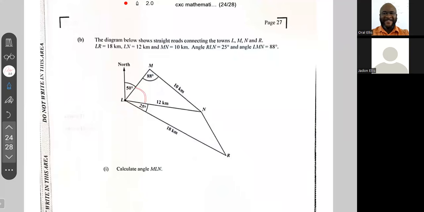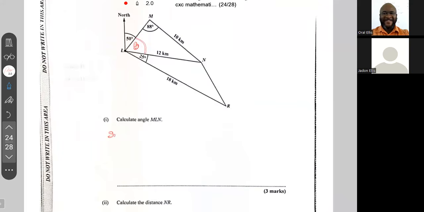So angle MLN, looking at that triangle, I notice that I have two sides and a non-inclusive angle. If I have two sides and a non-inclusive angle, and I wish to find the size of the second non-inclusive angle, I'm going to have to use the sine rule. So I'm going to call this angle theta. Sine theta over the side opposite to the angle, which is 10, is equal to sine 88 degrees over the side opposite to 88, which is 12.